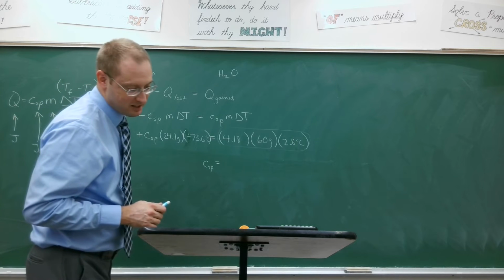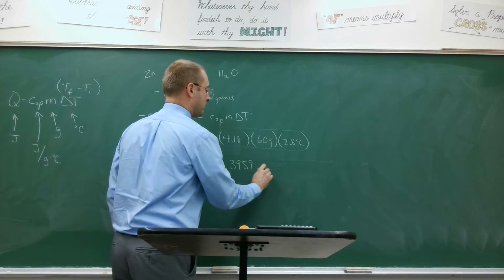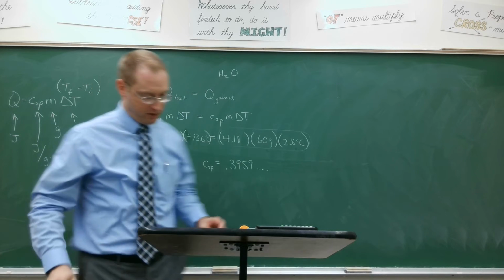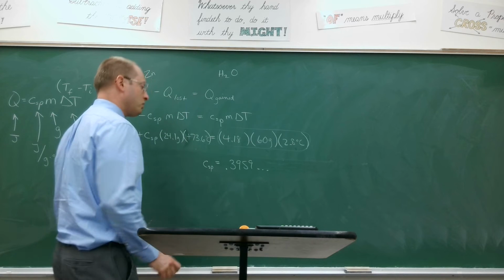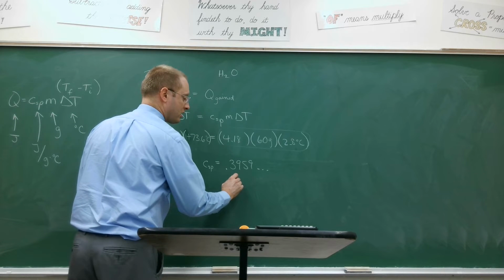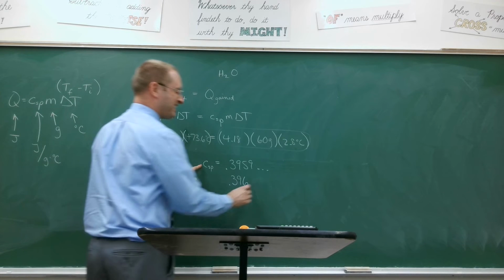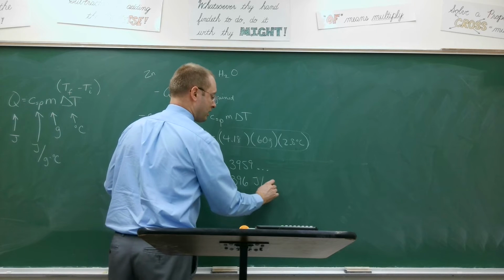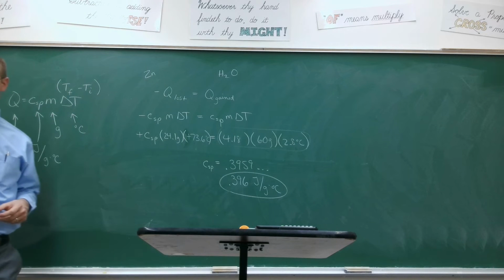Grace? 0.39590. Blah, blah, blah. Okay, let's round to sig figs. I'm seeing 3, 3, 3, 3, and 3. So let's round to 0.396. And then specific heat. Do you remember the units? Joules over grams times degrees Celsius. There we go. How many have this answer? The 0.396 joules times, okay.